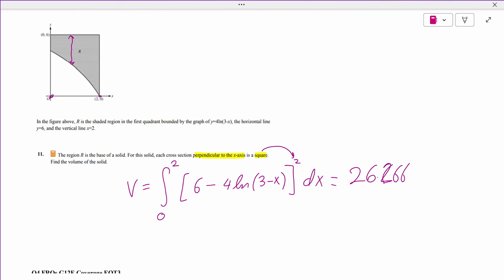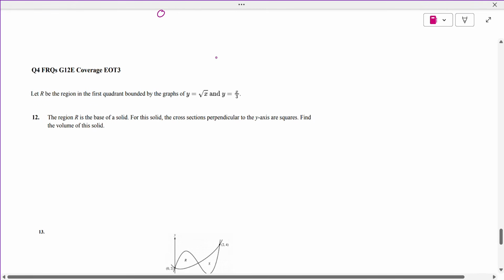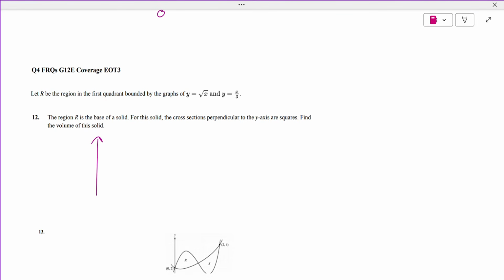Now question 12. Let R be the region in the first quadrant bounded by the graph of y equals root of x. So this is the graph of y equals root of x, and this here is passing through the origin. The green one is y equals x over 3, the same as 1 over 3x.